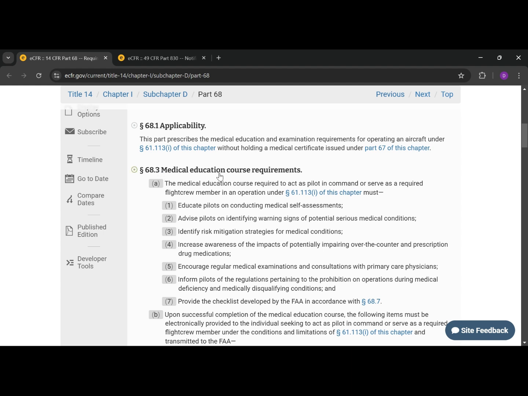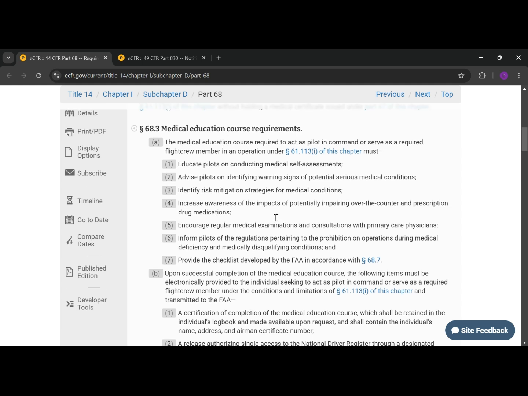68.3, medical education course requirements. So these are the requirements for the medical education course. The medical education course required to act as pilot in command or serve as a required flight crew member in an operation under 61.113 of this chapter must. This is what is required in that medical education course.